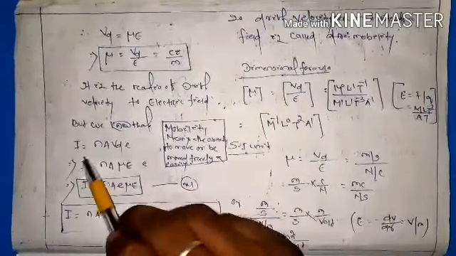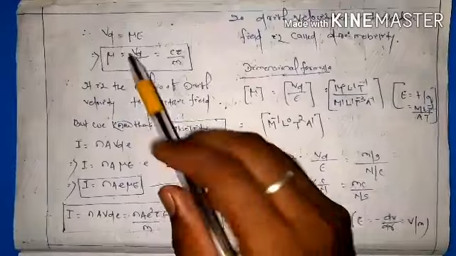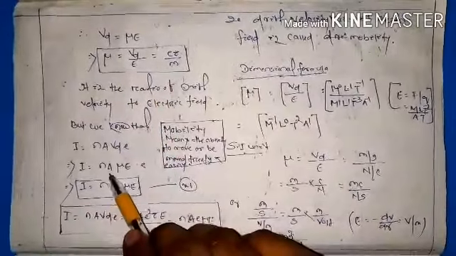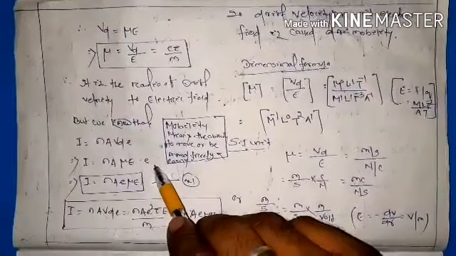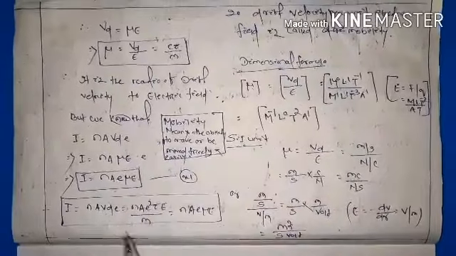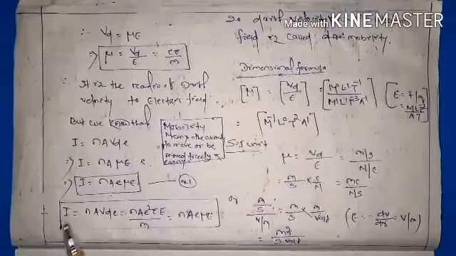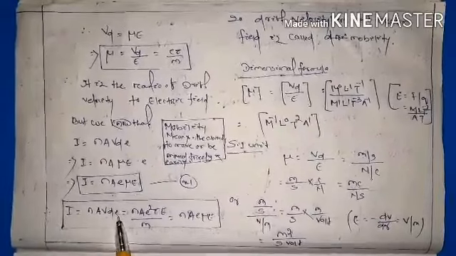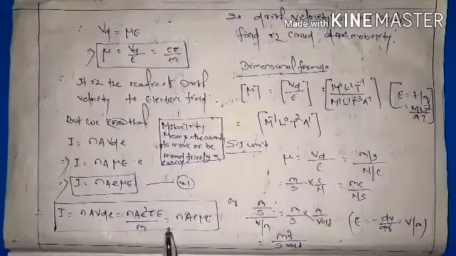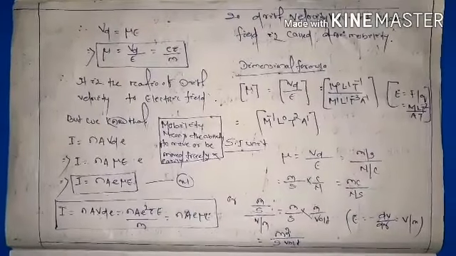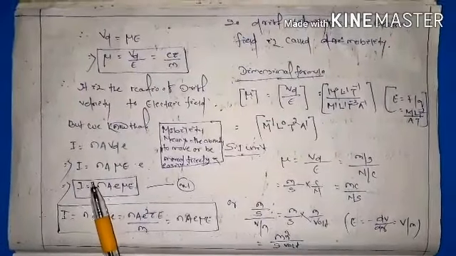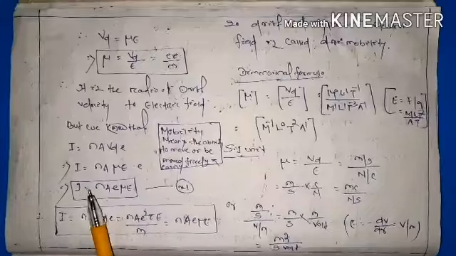But we know that I is equal to nAeVd. Putting the value Vd is equal to mu E, we get I is equal to nAe mu E. So finally, I is equal to nAe mu E. Three equations are obtained for current: I is equal to nAeVd, I is equal to nAe square tau E by m, and I is equal to nAe mu E. So simply, mobility means the ability to move or be moved freely and easily.